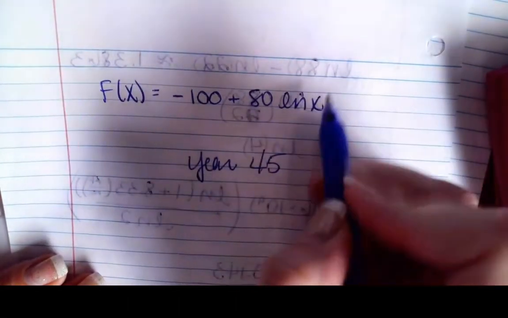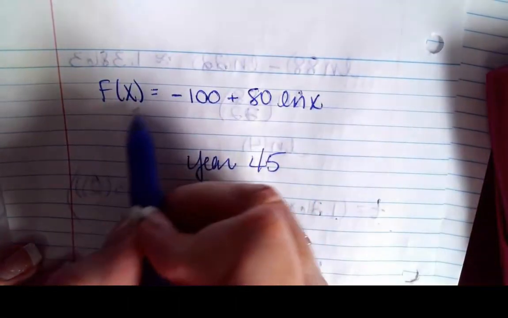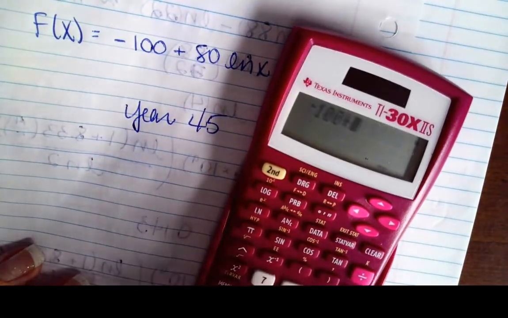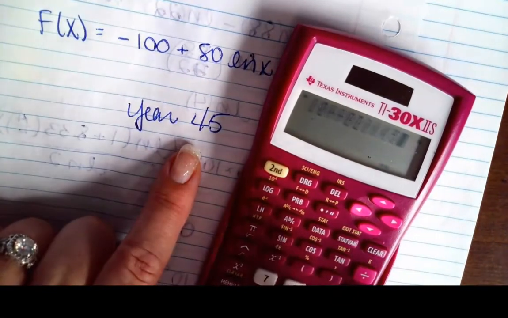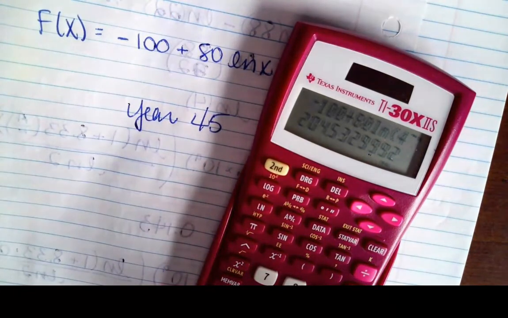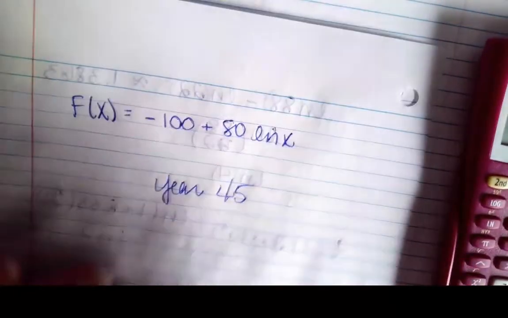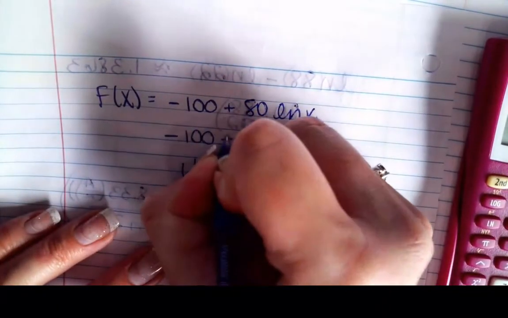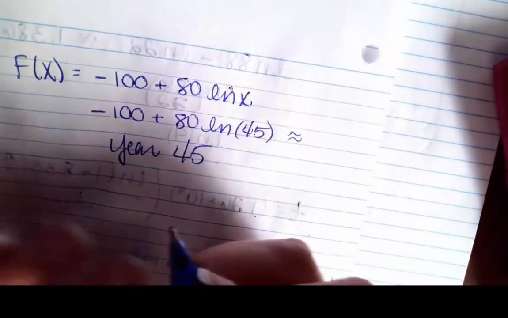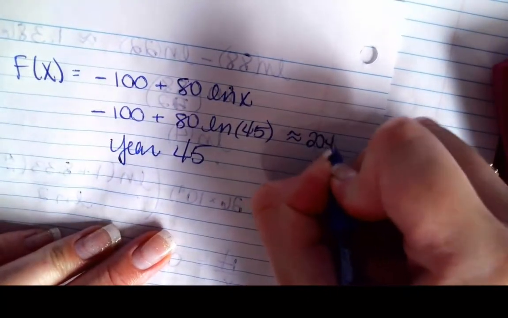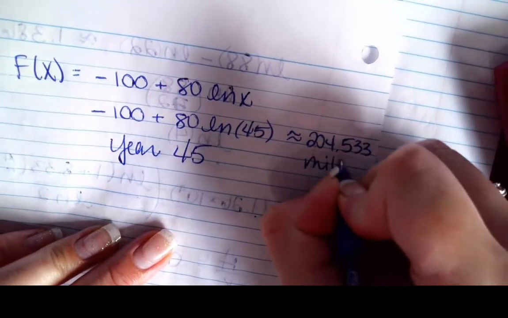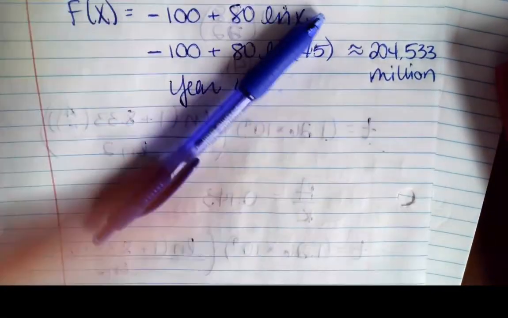So in year 45, if x measures years, then what I'm looking for is negative 100 plus 80 times the natural log of 45. So hit enter and I get 204.533. So writing this out, I would have negative 100 plus 80 times the natural log of 45, which gave me approximately 204.533 million. And that is this section.